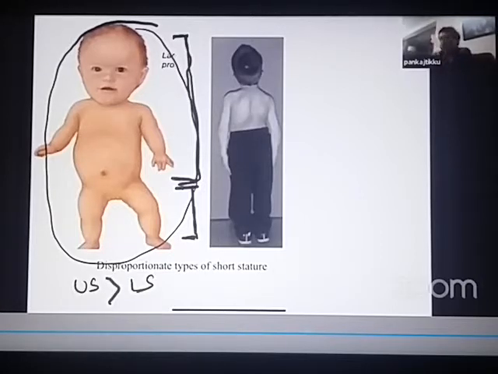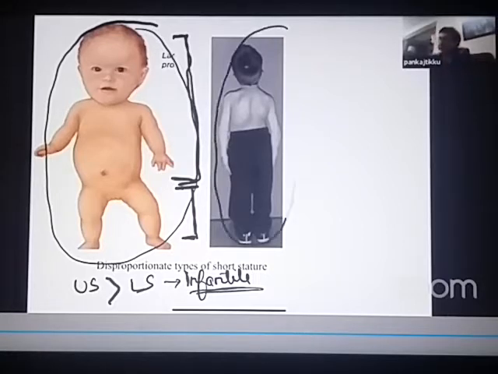So which type of disproportion will this be? This will be infantile disproportion. Infantile disproportion is when the upper segment to lower segment ratio is more than expected, which means the upper segment is bigger than the lower segment. And what were the examples I told you? Congenital hypothyroidism, achondroplasia.